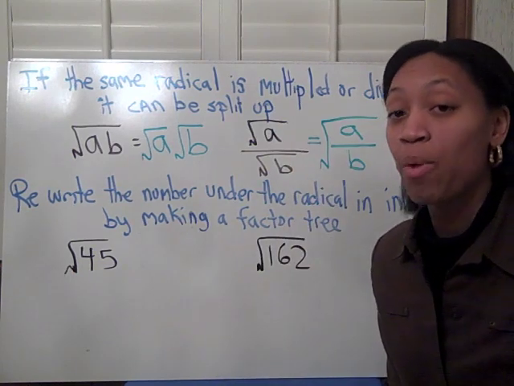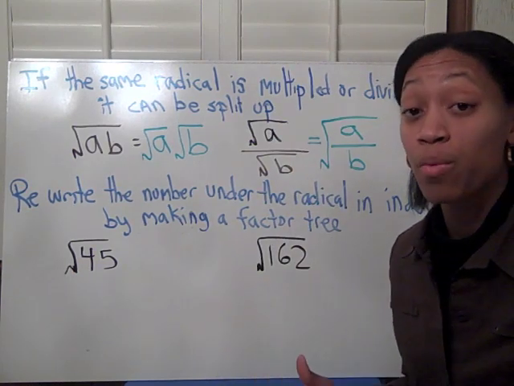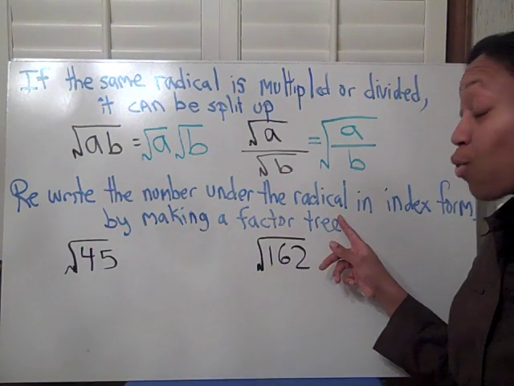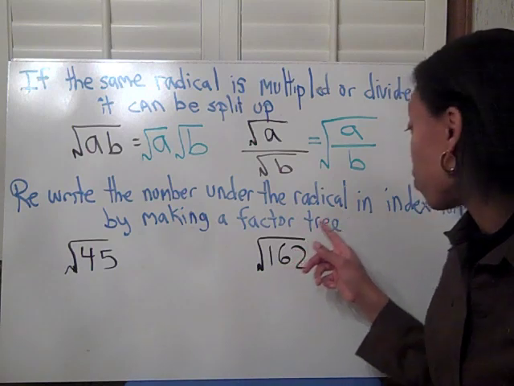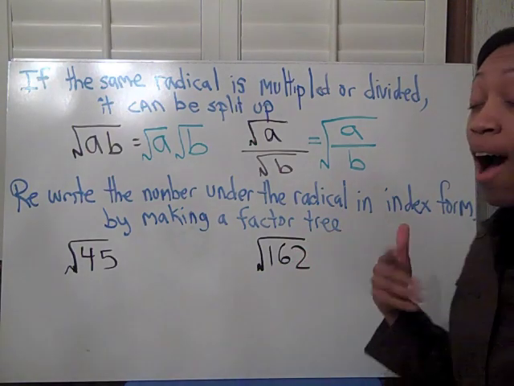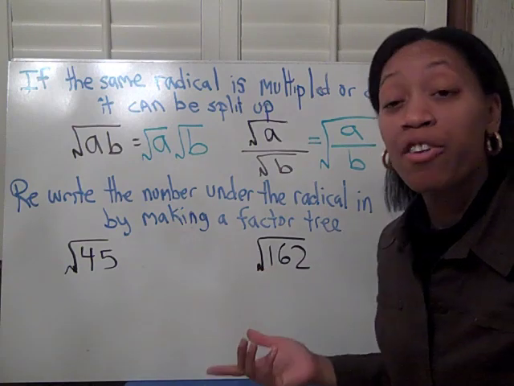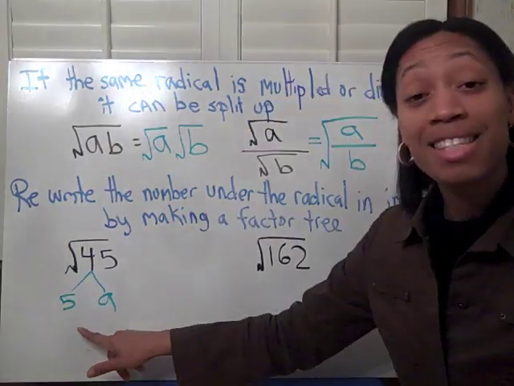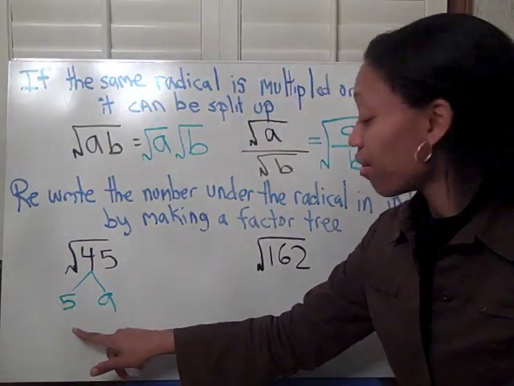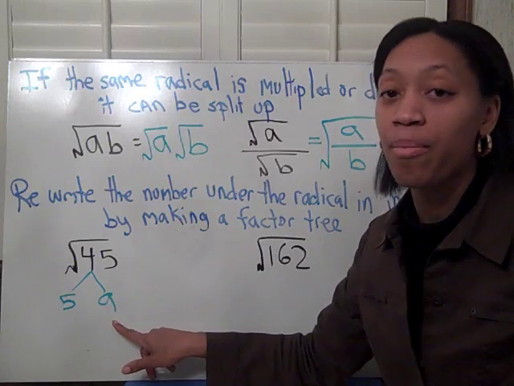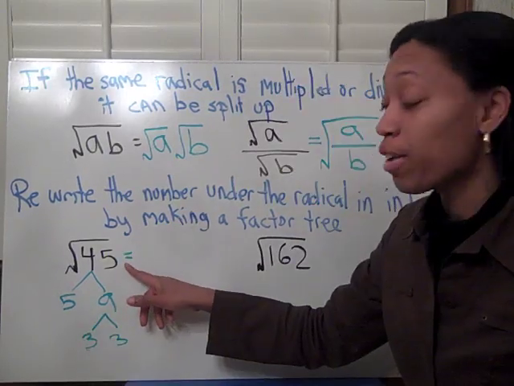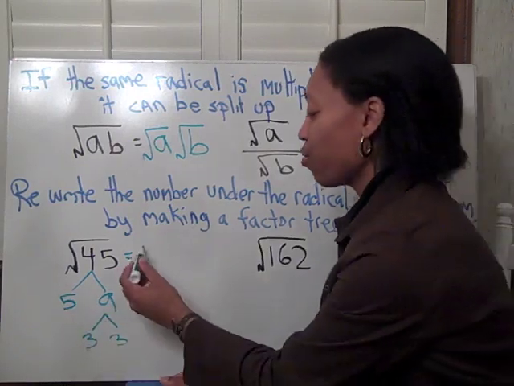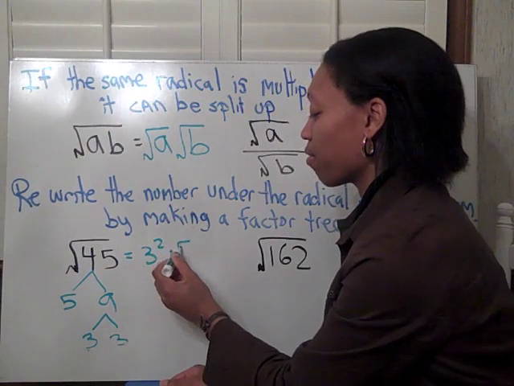Okay, the next skill that I want you to learn for today is how to rewrite square roots to simplify them. In order to do this, you're going to rewrite the number under the radical in index form. How are you going to do that? By making a factor tree. So, 45, what times what is 45? That's 9 times 5. And 9 is 3 times 3. So, 45 really equals 3 times 3 times 5. 2 3s, so 3 squared times 5.